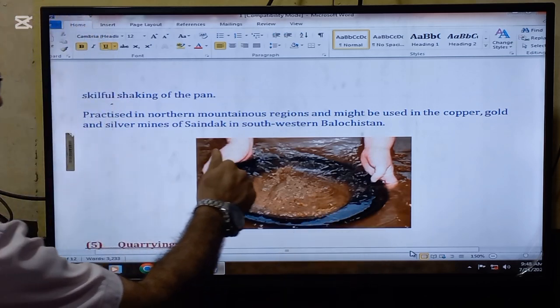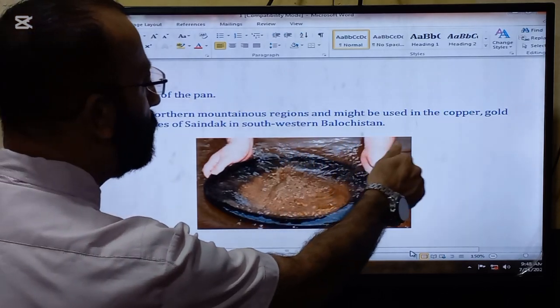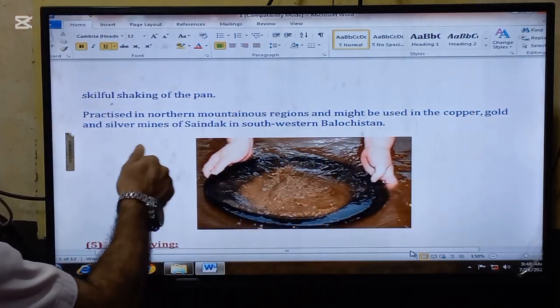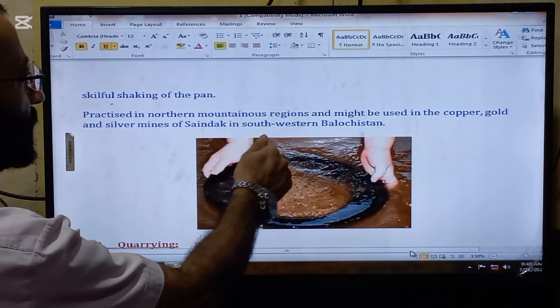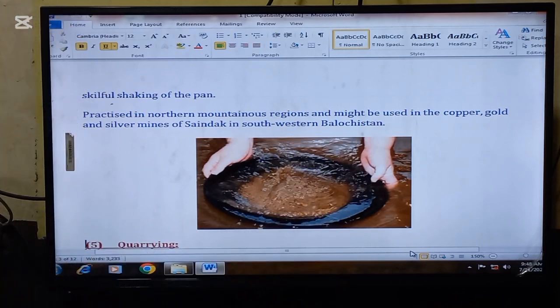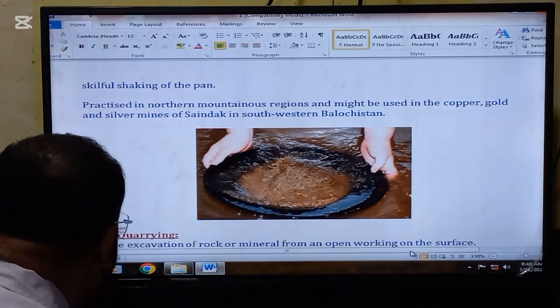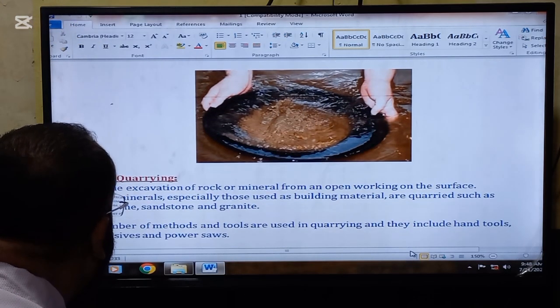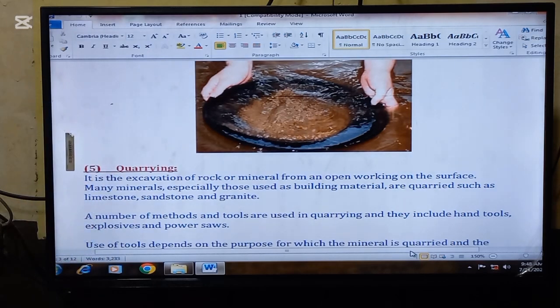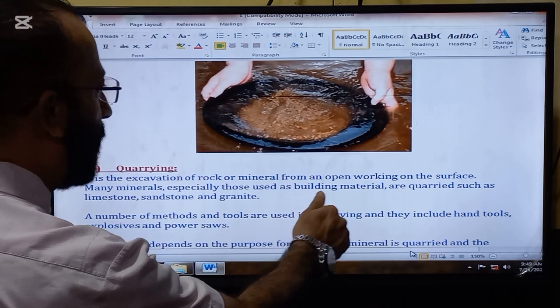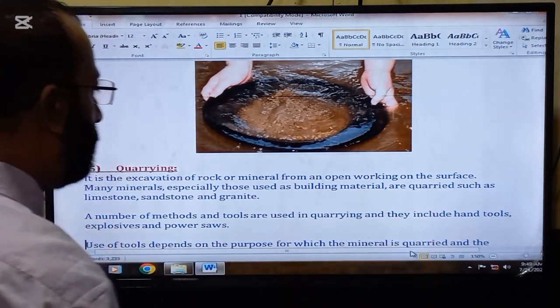Practiced in northern mountainous regions and might be used in the copper, gold and silver mines of the Sandak in southwestern Balochistan. The next method in mining is quarrying. It is the excavation of the rock or mineral from an open working on the surface.